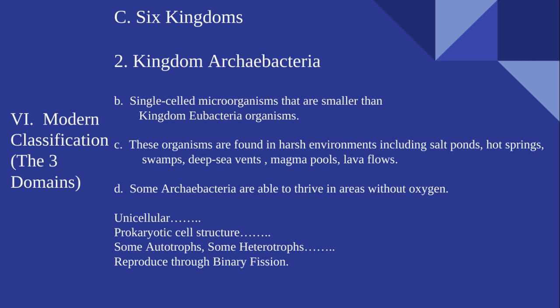Much like the bacteria in the first kingdom, they're unicellular and prokaryotic in their cell structure. There are many that are autotrophs, but some are heterotrophs, and they also use binary fission to reproduce. One of the key things that makes Eubacteria and Archaea different is where they're able to survive. Archaebacteria can survive in the harsh environments that you see here: swamps, magma, lava pools, lava flows, deep sea vents, and places like the Dead Sea that have high concentrations of salt in the water.